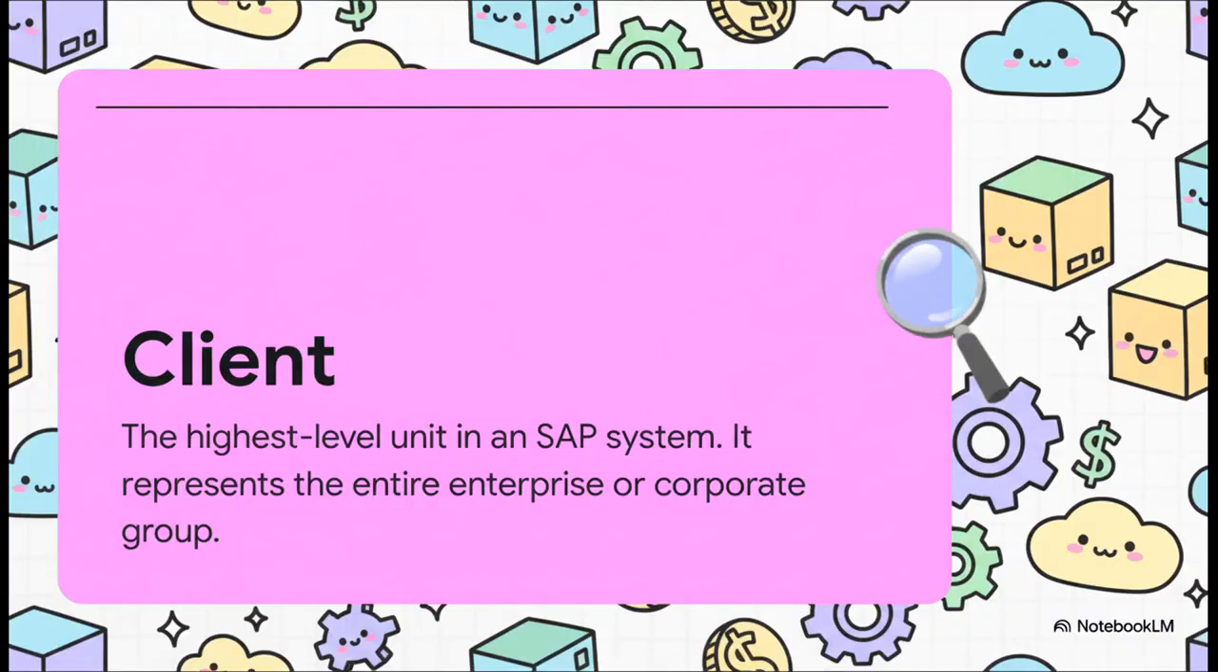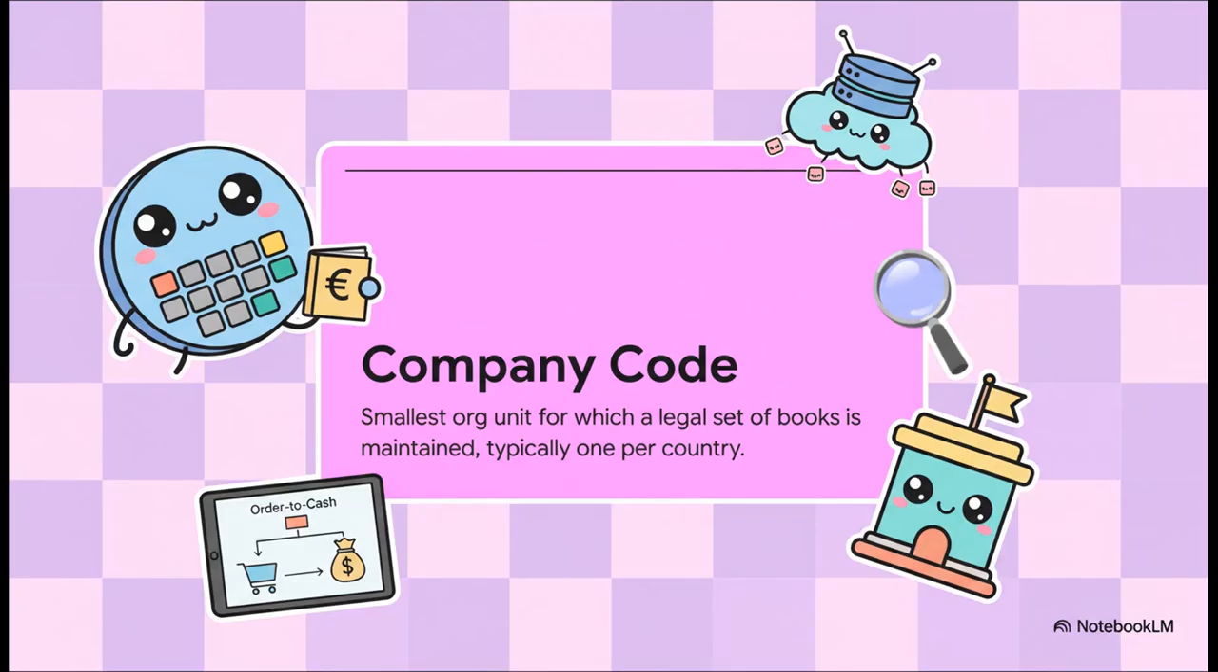So, at the very top of our blueprint is something called the client. Now, this is a bit of SAP jargon, so listen up. A client is not a customer. Nope, it's the entire corporate group. Think of a giant global company, like our example, Global Bike. The client is basically the big container that holds everything they do, all over the world.